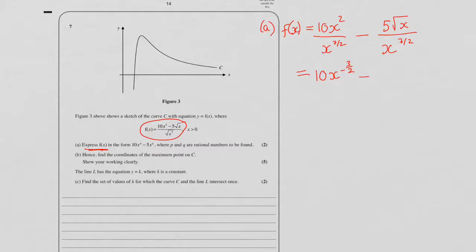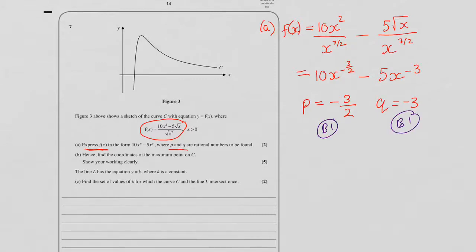Take away, up here I've got root x, which is x to the half. X to the half divided by x to the 7 over 2, you take away the powers. And we get 5x to the minus 3. And it says where p and q are numbers to be found. So I'm going to state that p equals minus 3 over 2 and q equals minus 3. You don't necessarily have to do that, but it is good practice. And you get 1 mark for both of those.